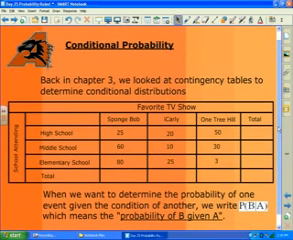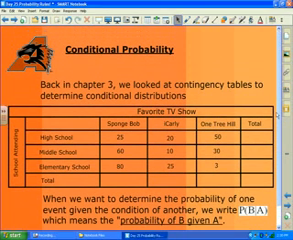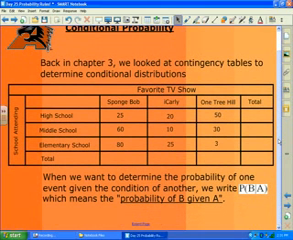Okay, all right, now let's do conditional probability. Back in Chapter 3, we had looked at contingency tables to determine conditional distributions, and we also had looked at independence from that. Okay? So here's a picture of people's favorite TV shows based on their school that they attended.